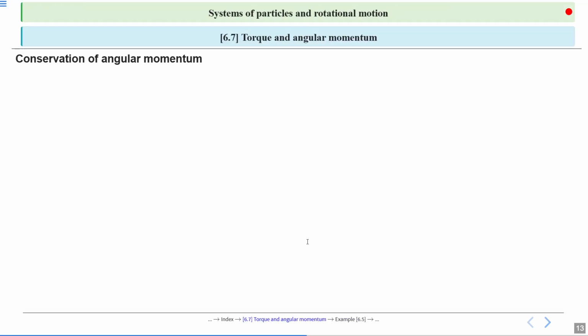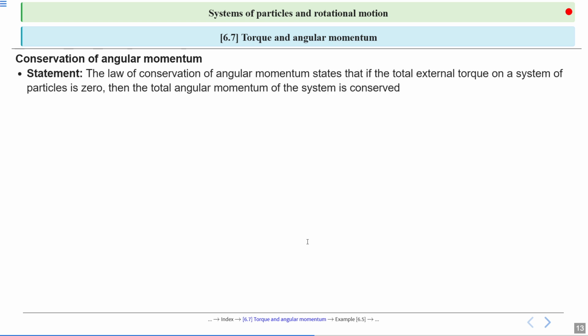Conservation of angular momentum. So let's see the statement first. The law of conservation of angular momentum states that if the total external torque on a system of particles is zero, then the total angular momentum of the system is conserved. It means if the total external torque on a system of particles is zero, we can say the angular momentum of that system is conserved, meaning it does not change before and after.